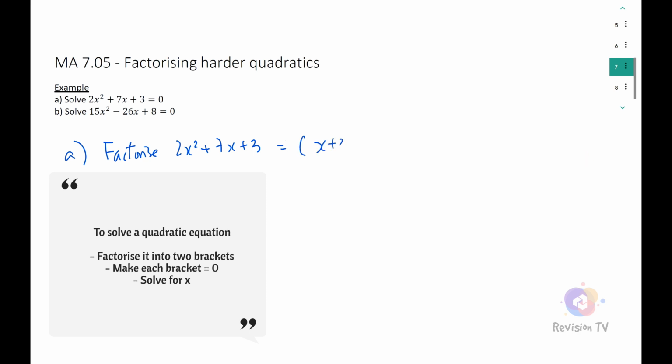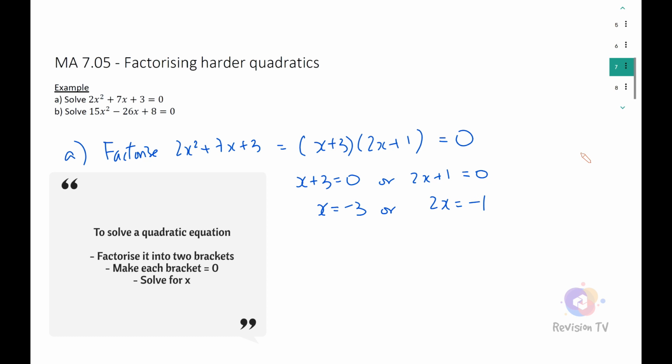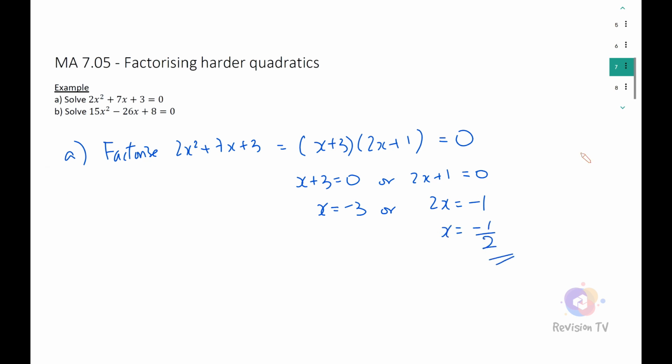x plus 3 and 2x plus 1. So after I've got that, I'm going to make it equal 0. So x plus 3 equals 0, or 2x plus 1 equals 0. So x equals negative 3, or bring the 1 over first, will become minus 1, divide by the 2, becomes minus a half, and that's the answer.